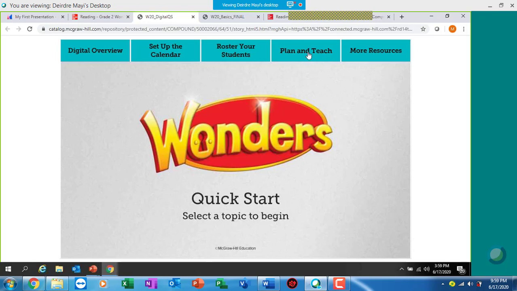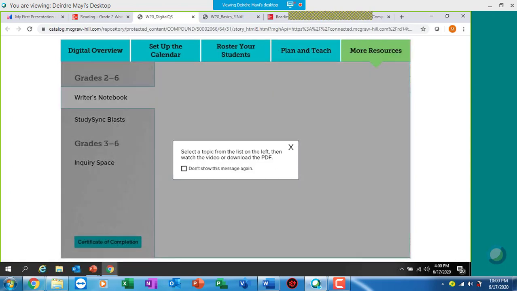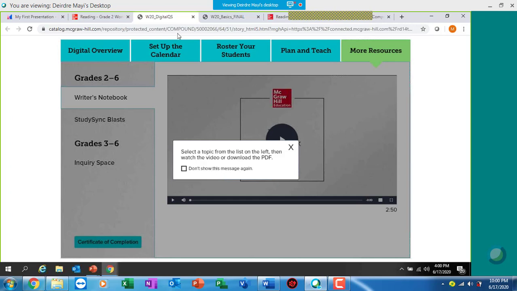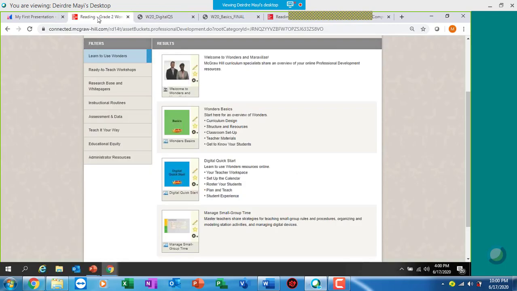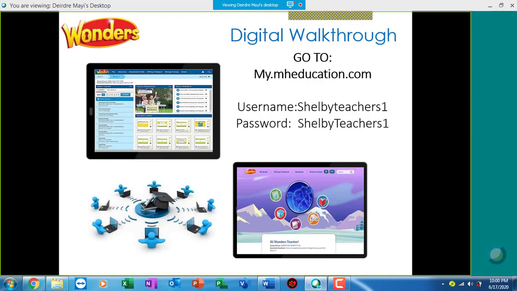But you might want to look into Plan and Teach and more resources. And you will note that there are some PDFs that you can pull up. And if you do the whole course, it will offer you a certificate of completion. Now, there's so much more that I could show you, but time is not going to permit it because we actually are at the end of our time together.